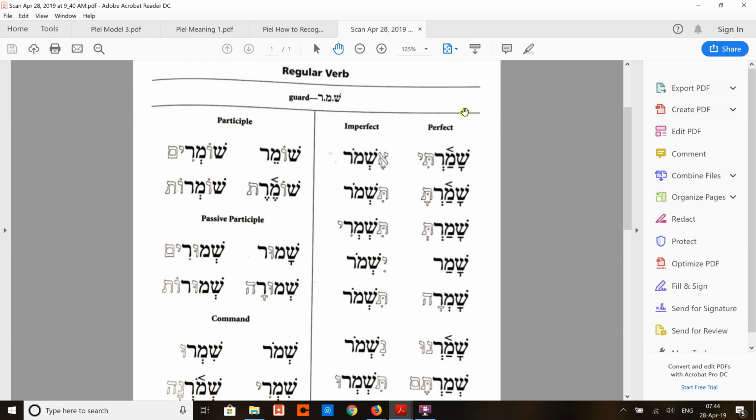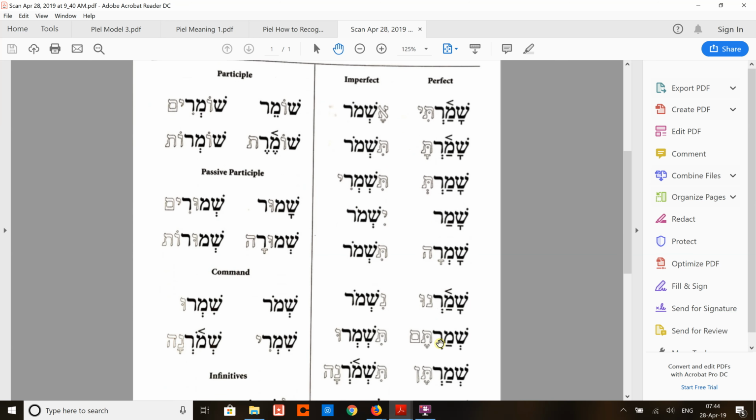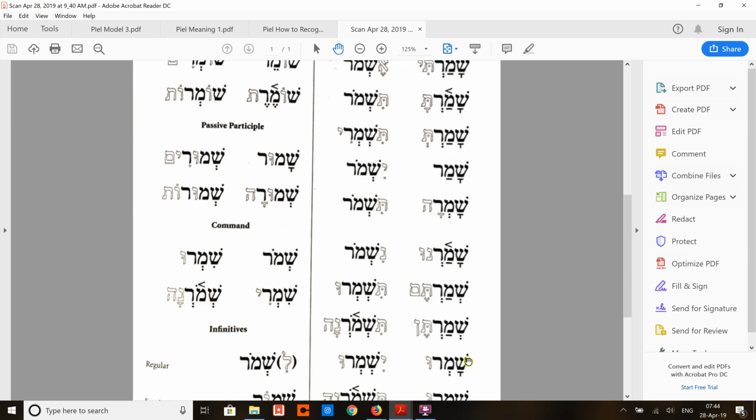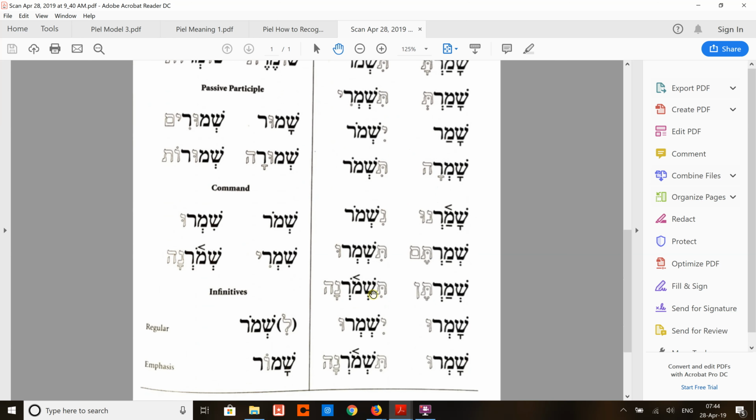We won't go into great detail. This was the very first verbal form within the pa'al stem that you learned. It's the perfect, shamarti, I guarded. And then we learned all these different forms, right? You guarded, both masculine and feminine. He guarded, she guarded. We guarded, y'all guarded. Y'all feminine guarded, and then they guarded in their different forms, and in their two forms.